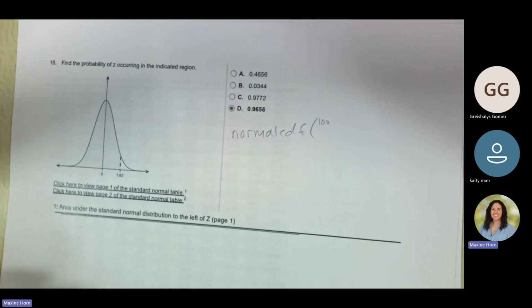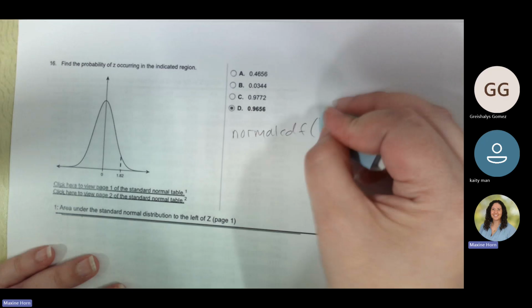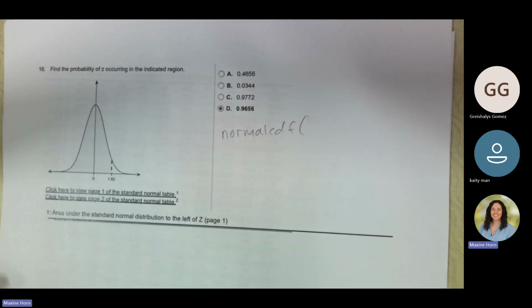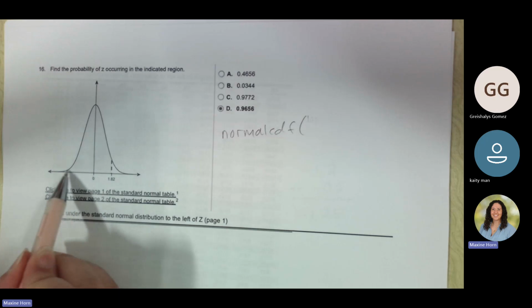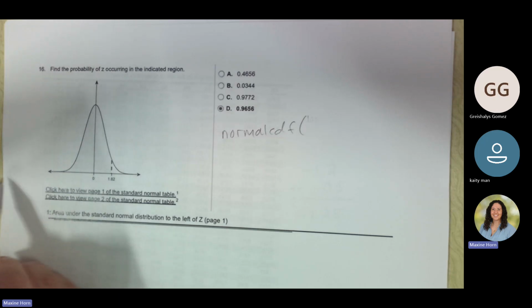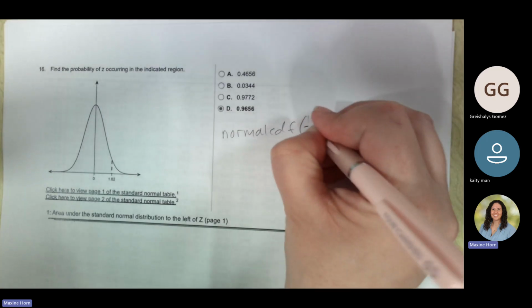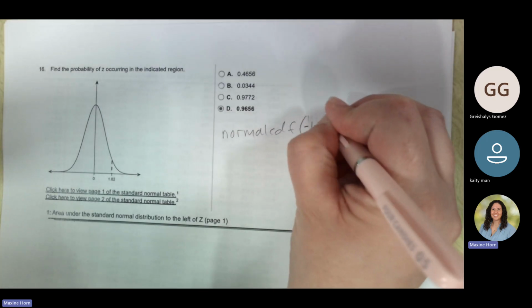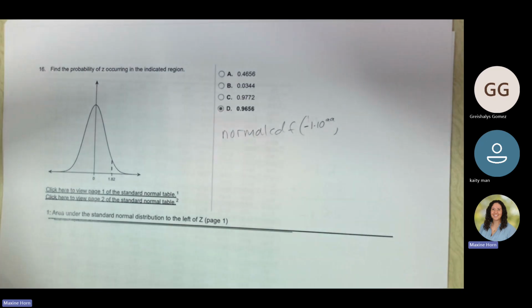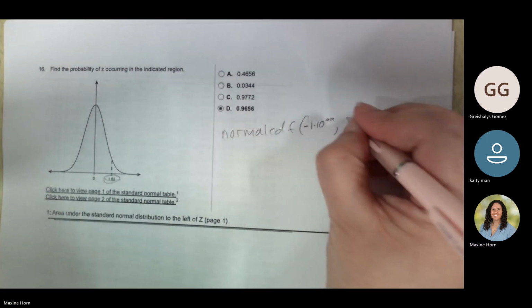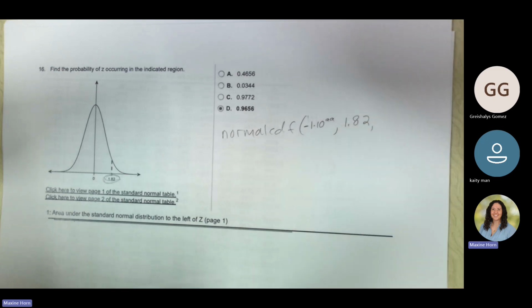You know what? I'm not going to write lower bound, upper bound, mean, and standard deviation. I've written it a bunch of times. Let's just plug in what we're going to use here. All right, the shaded region. What's the farthest over here? What's the lower boundary? Negative infinity. Well, I can't write negative infinity, so I'm going to write -1 times 10 to the 99th. That's my lower boundary. My upper boundary is the z-score that they gave me, 1.82.